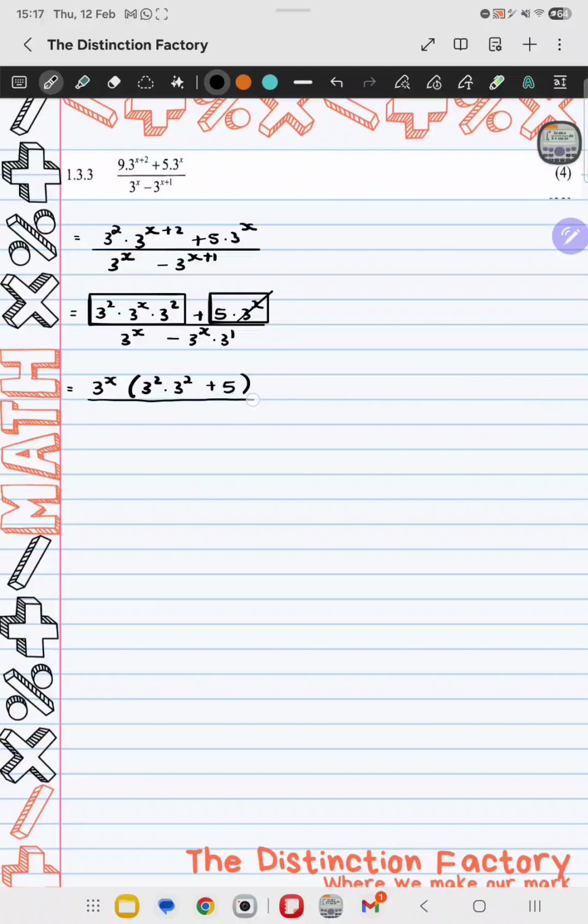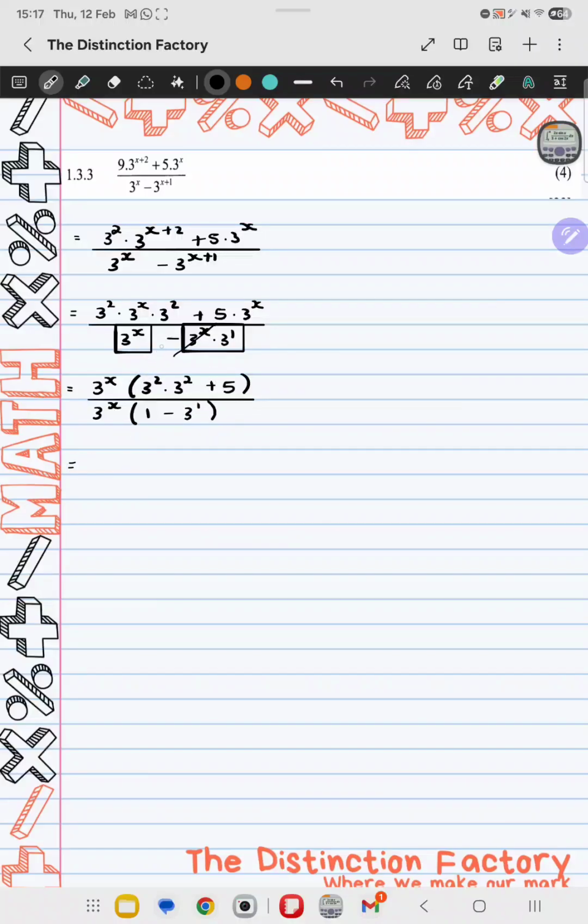And moving on to our denominator, again, I'm going to box them up so it's a bit easier to identify. You'll notice that we've got 3 to the power of x again as common between both of our terms. So when I pull it out from the first term, I'm left with nothing, so I'll write a 1. And when I pull it out from my second term, I am left with 3 to the power of 1.